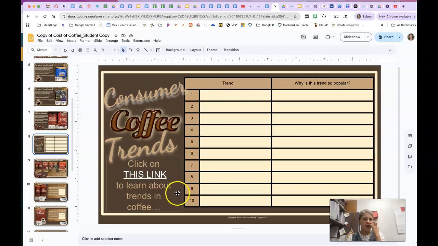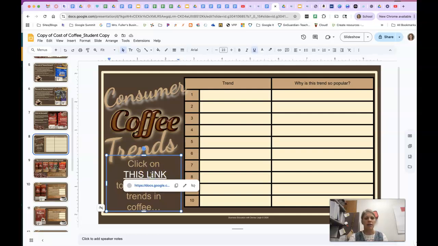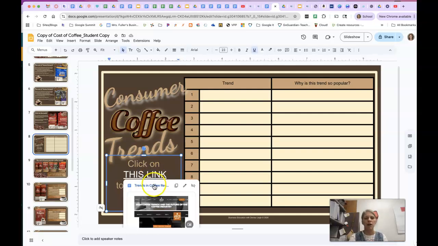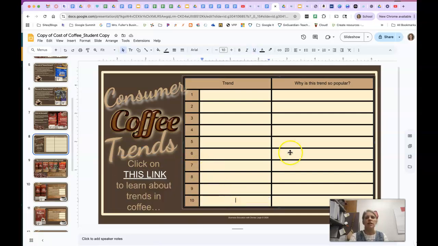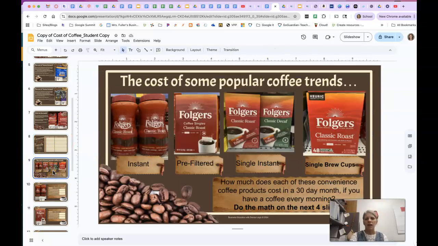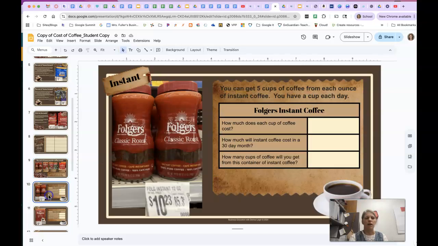So you're really looking at consumer trends. So like what's kind of the latest thing going on with coffee. So you will open this. You are going to give me 10 trends and telling me why it's popular. And then coming back here, we're just looking at 4 different coffees. Going to actually be working through the math on the next slide.